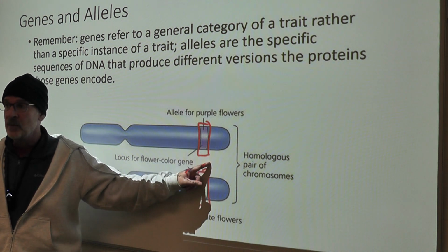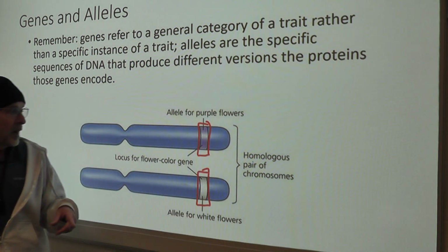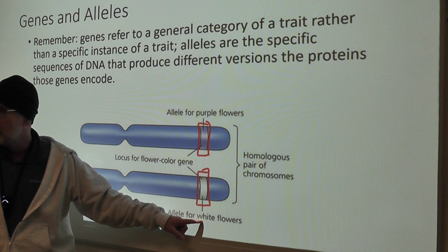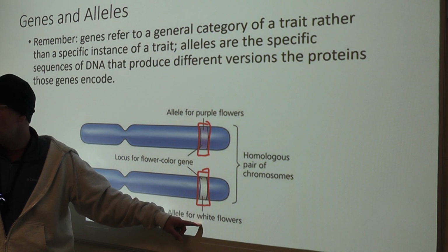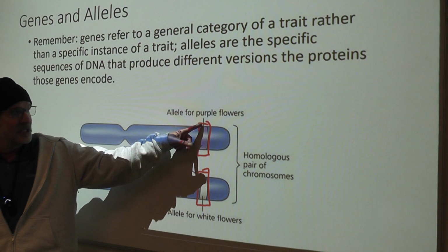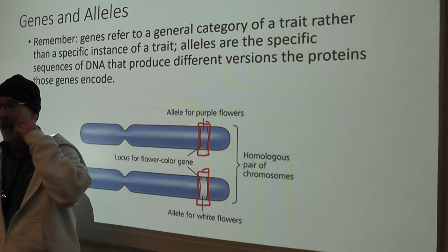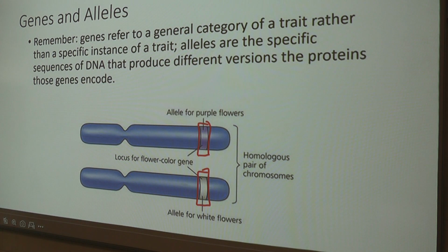They're not all the same though. Some of them might make white flowers. There's no color at all. The protein is there, it just doesn't do the same thing as if it's the allele for purple flowers. So these are like variations of a gene.